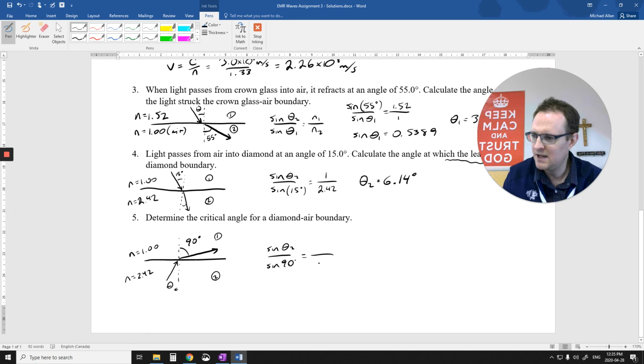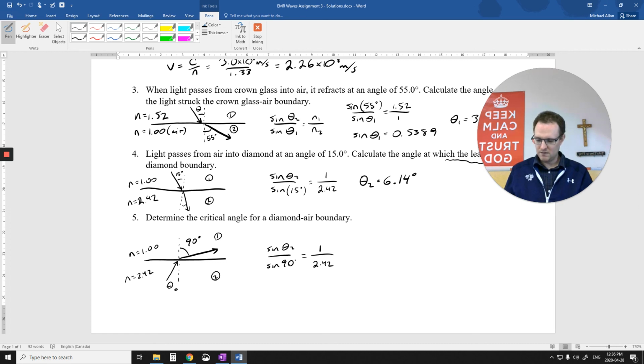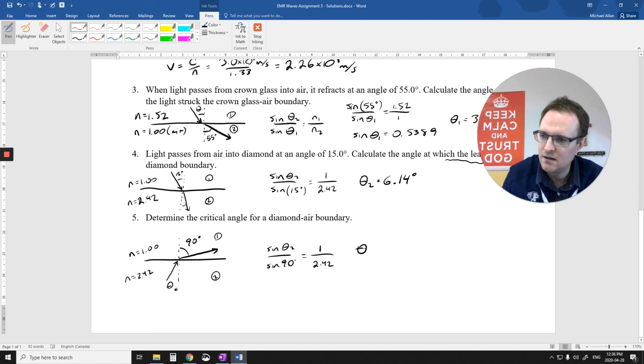And then here I'm going to have n2 on the bottom again. So I think that works out. Yep. And then we have a 1 on the top here. Okay. So here we're just going to try to solve for that. So it's going to be sine 90, 1 over 2.42. Take the sine inverse, and we get a critical angle of 24.4 degrees. There we go.